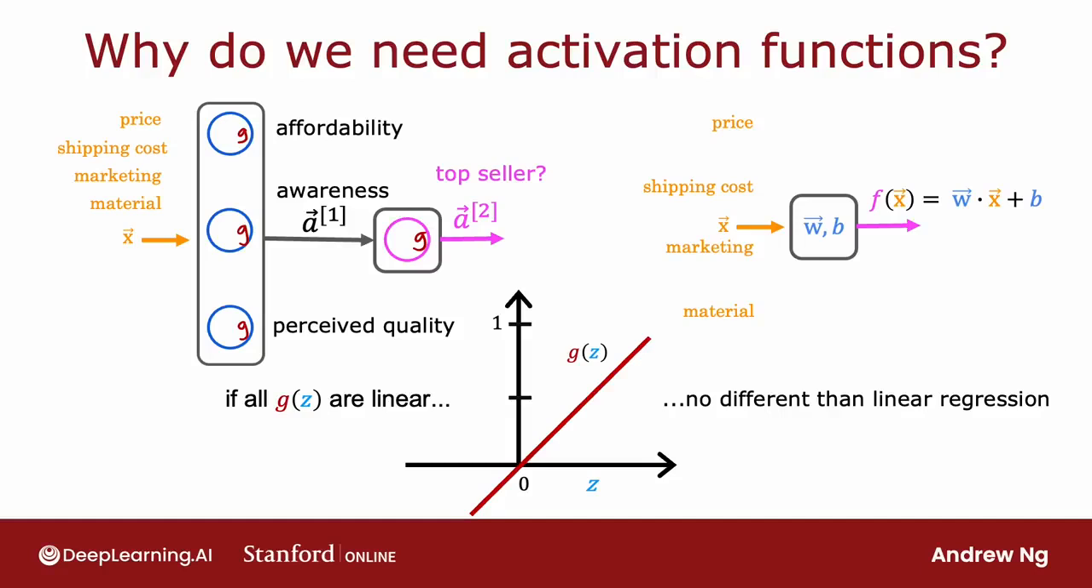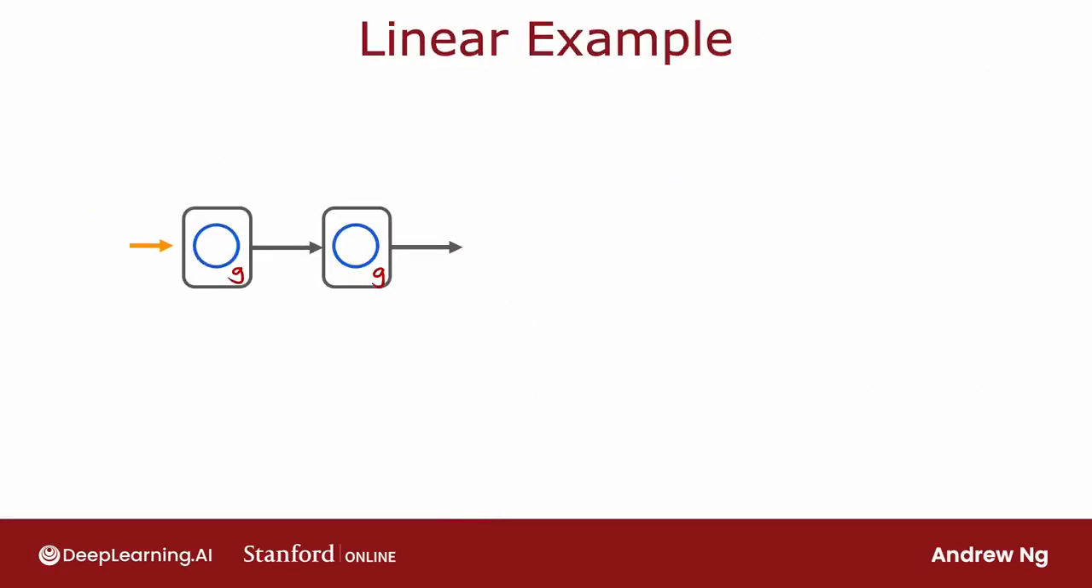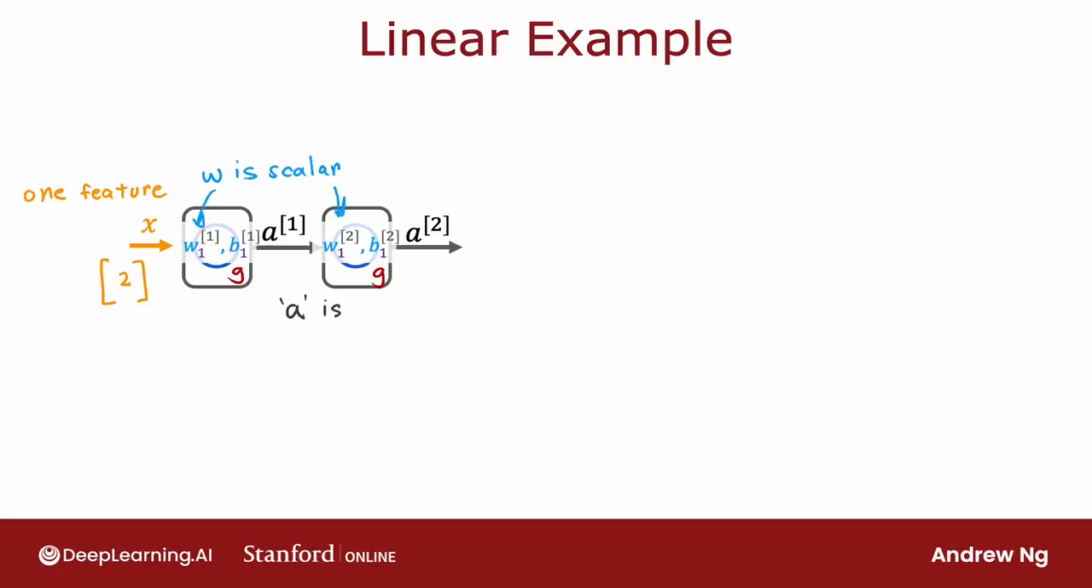Let's illustrate this with a simpler example. Let's look at the example of a neural network where the input x is just a number, and we have one hidden unit with parameters w1 and b1 that outputs a1, which is here just a number. And then the second layer is the output layer, and it has also just one output unit with parameters w2 and b2, and that outputs a2, which is also just a number, just a scalar, which is the output of the neural network f of x.